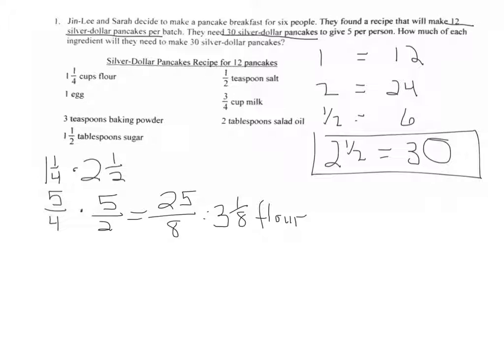Next we have 1 egg. So you would have to think you'd have to do 1 times 2.5, which would be 2.5. You really can't have 2.5 eggs. So you could say use 3 eggs, which is approximately 3 eggs.